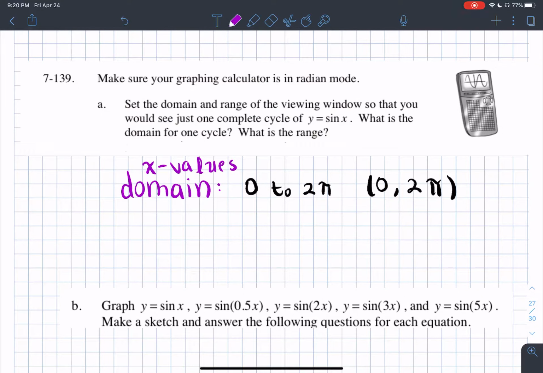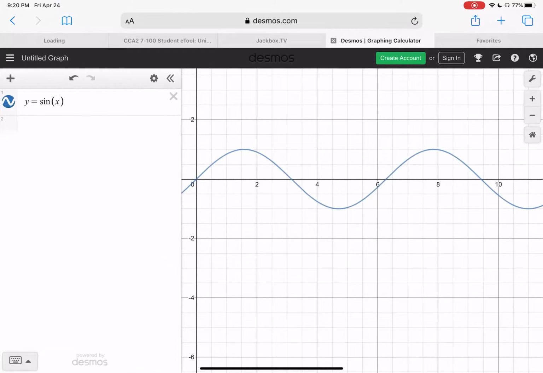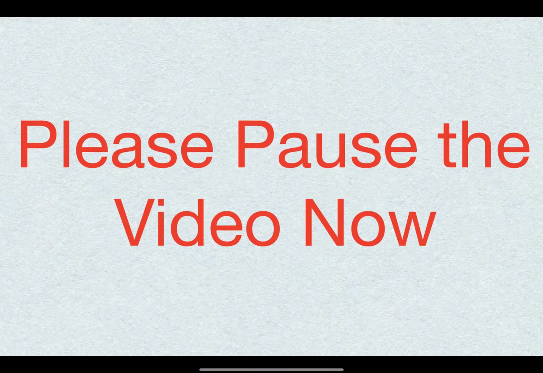Now, let's talk about the range, or our y values. If we look back at that graph that we made, what's the range of y values in one single cycle? So from 0 to 2 pi, what's the range of y values that we can have? Pause the video now to think about that and answer the question.